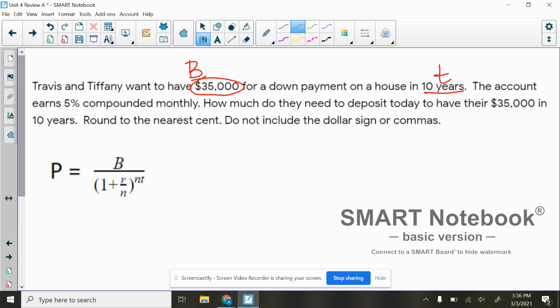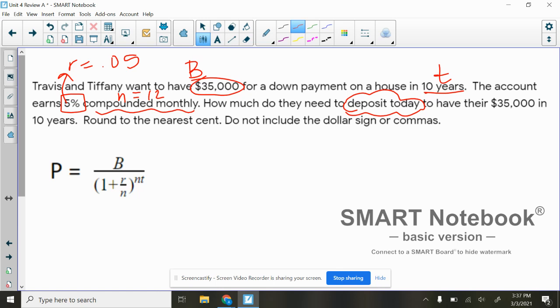The account earns 5%, and I'm going to go ahead and convert that rate, 5% as a decimal, to 0.05, and that is going to be compounded monthly. There are 12 months in a year, so that's how often it will get compounded. We need to know how much they deposit today to have $35,000 in 10 years.